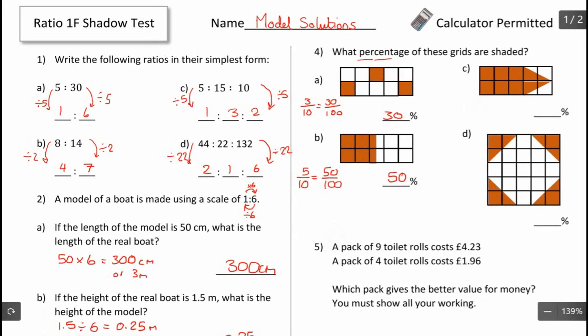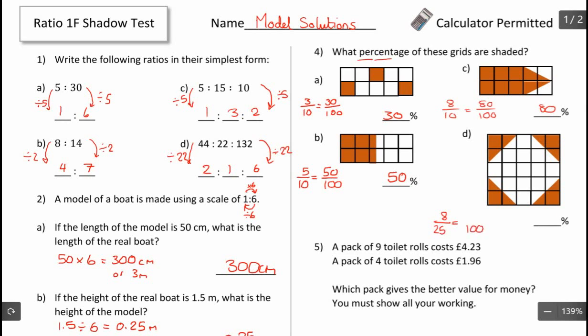So we've got 8/10 shaded, and that's going to be 80 hundredths, so 80%. And then on the last one, if I were to combine two of these triangles, they would take up 4 squares, and these would make another 4 squares, so that's 8 squares out of, how many are there altogether? There's 5 rows of 5 columns, so that's 25, so 8 out of 25, 8/25 is shaded.